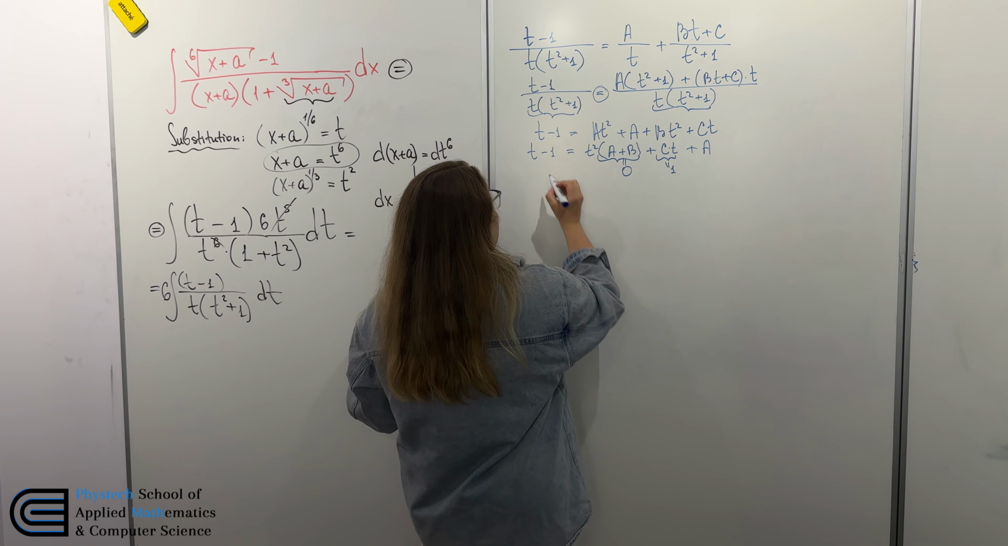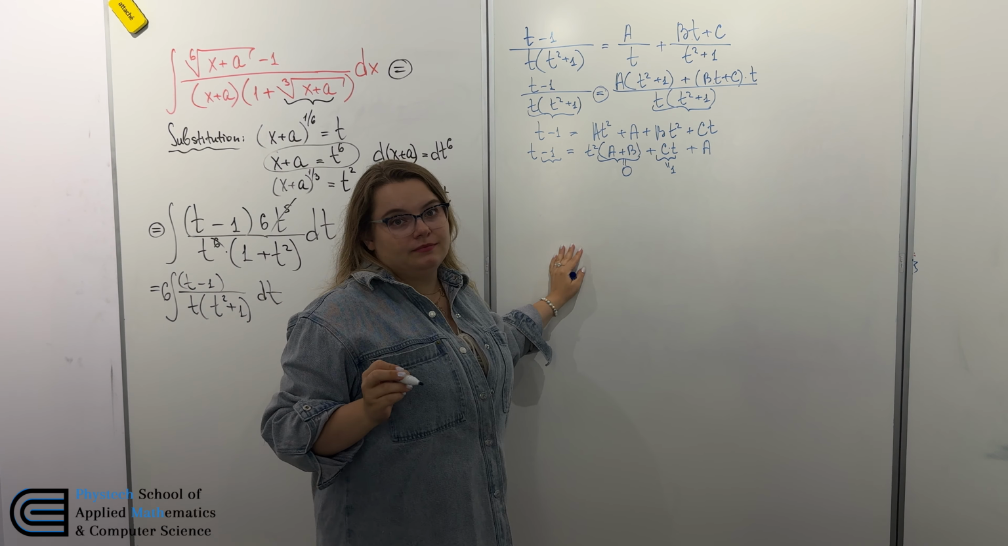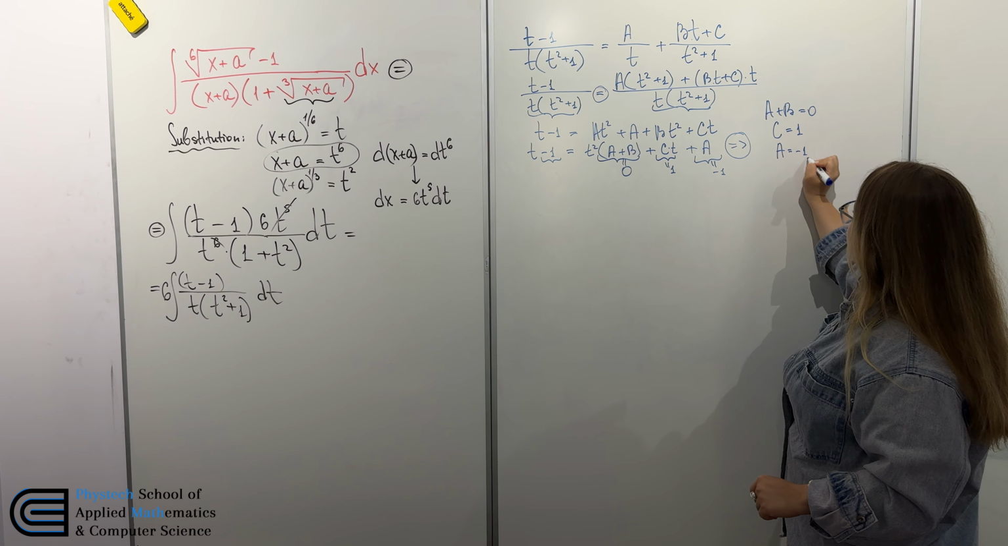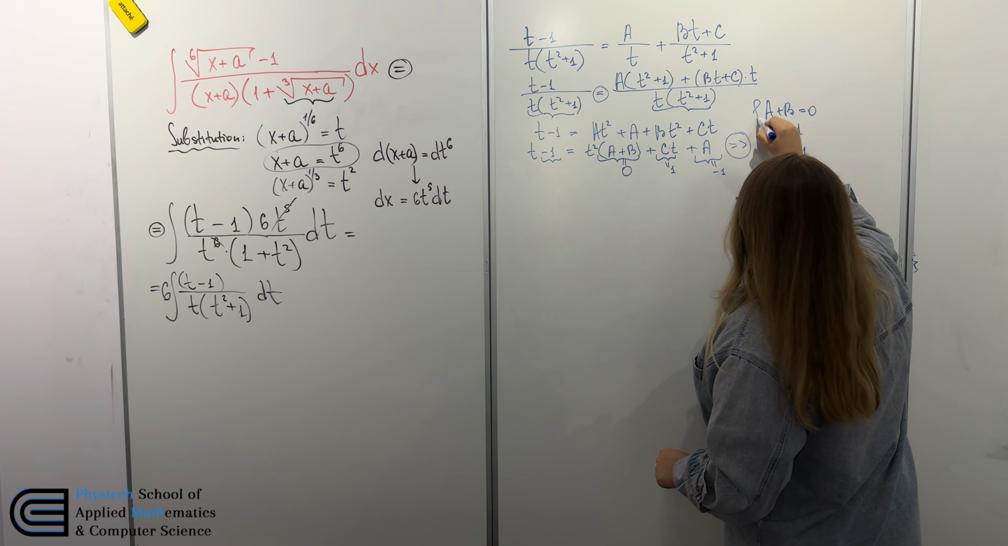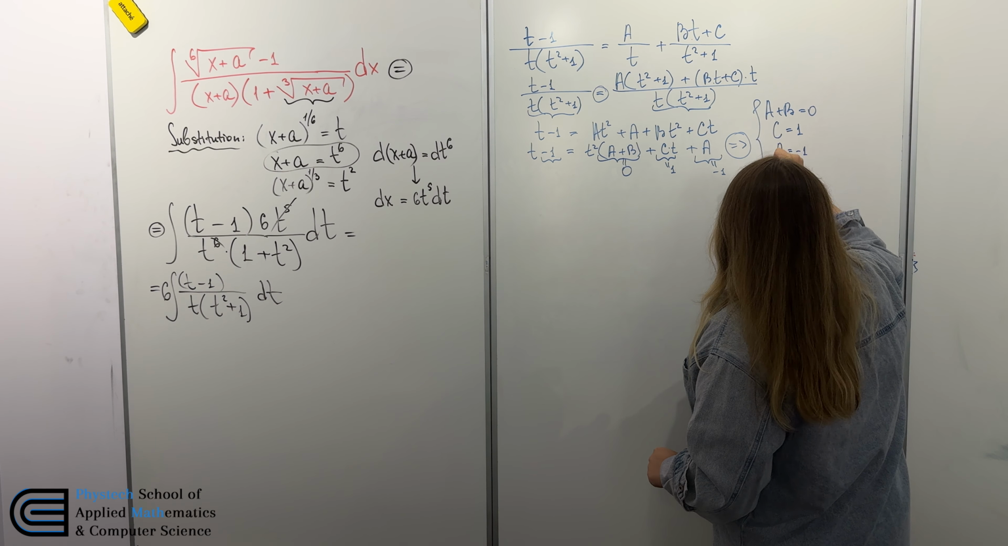And then a. Here we have minus 1. So here our number also equals minus 1. Then we have this situation: a plus b equals 0, c equals 1, and a equals minus 1. And of course it's a system. If a equals minus 1, here we can put minus 1, it will be minus 1 plus b equals 0, so b will be 1.